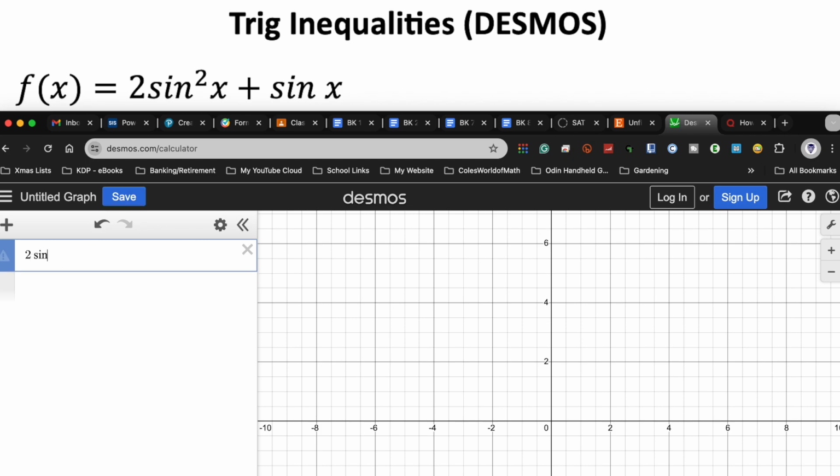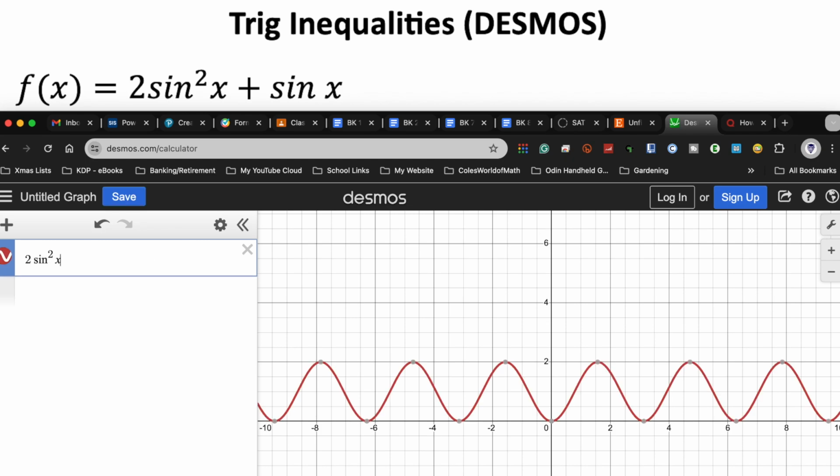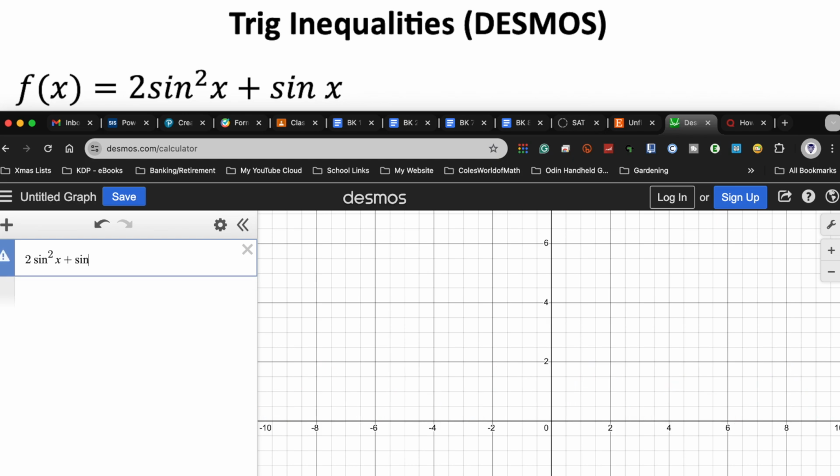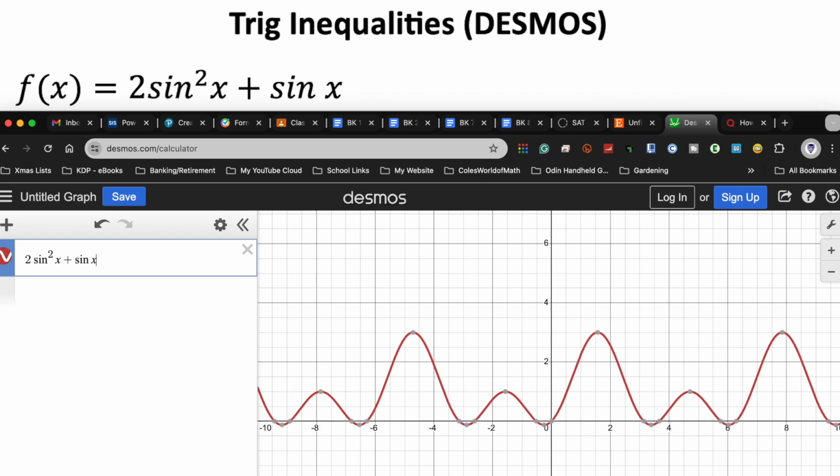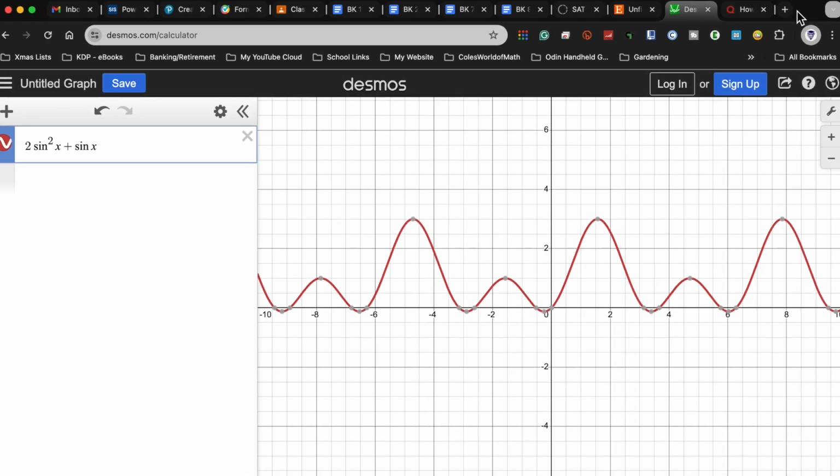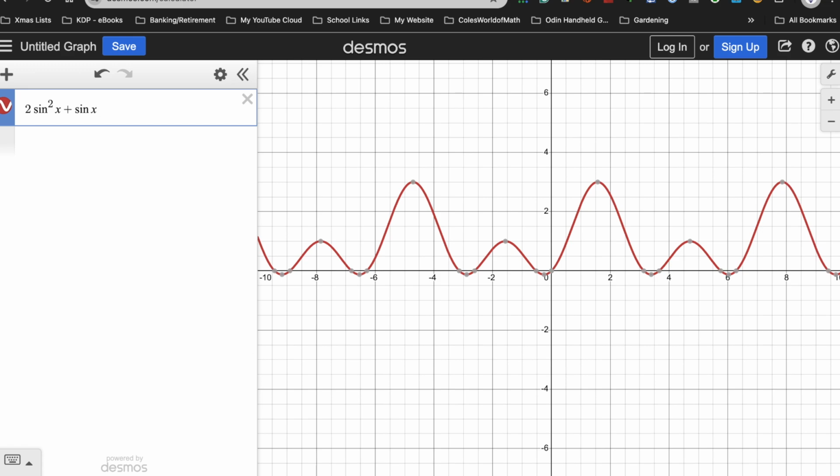So 2 sine squared x, and then we'll go ahead and add plus sine x to have our function in there. All right, and it's going to come up and graph it like this. Now that we've got that all typed in, let's just come up here and look at it like this. Okay, now I don't want numbers like 2, 4, 6, 8 across the bottom. Since this is a trig function, I would really rather have trig values there.